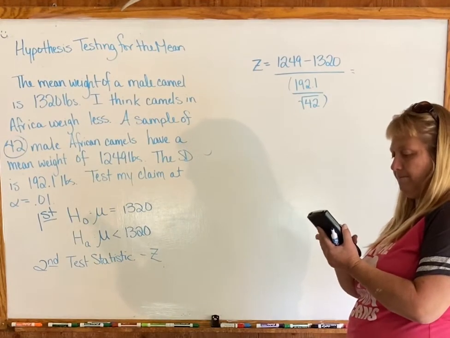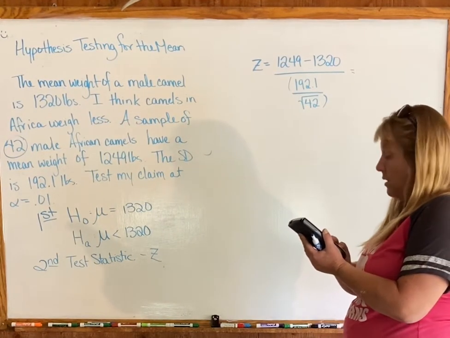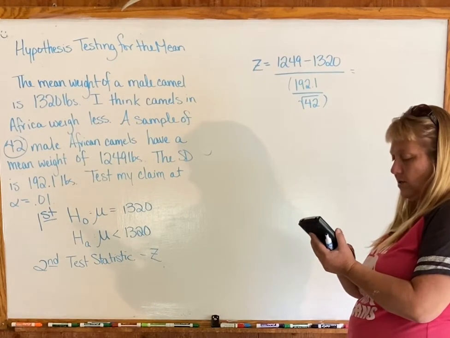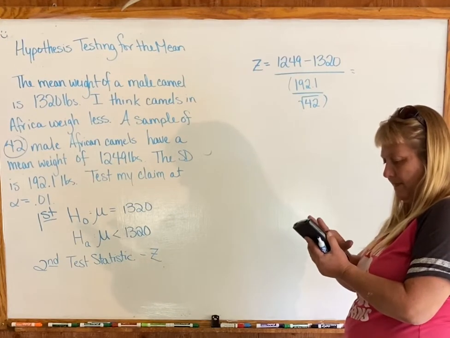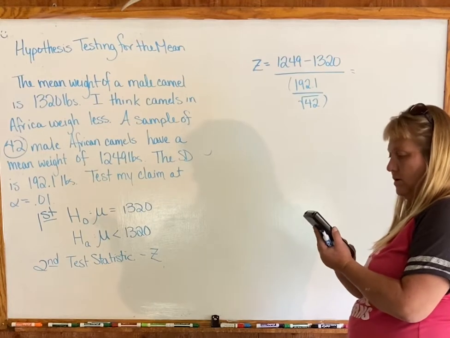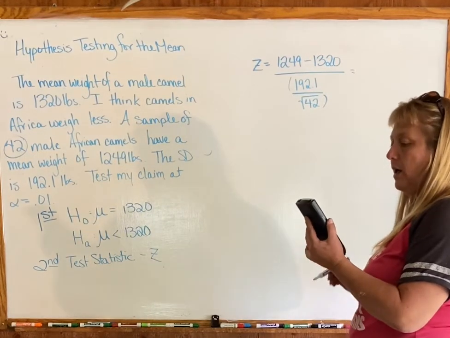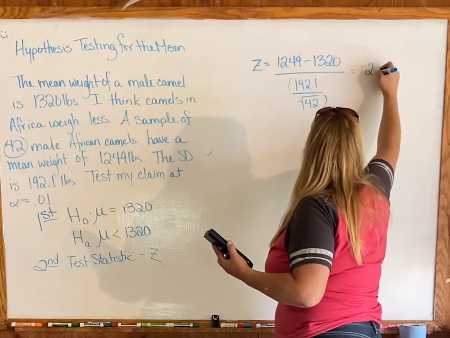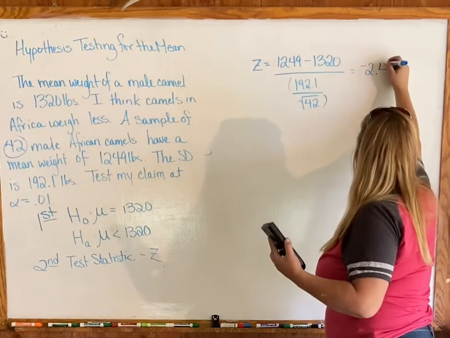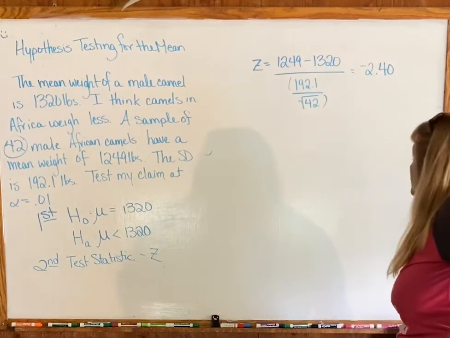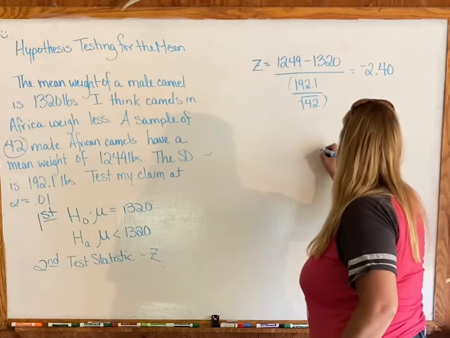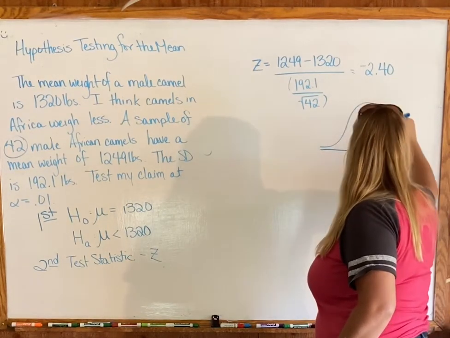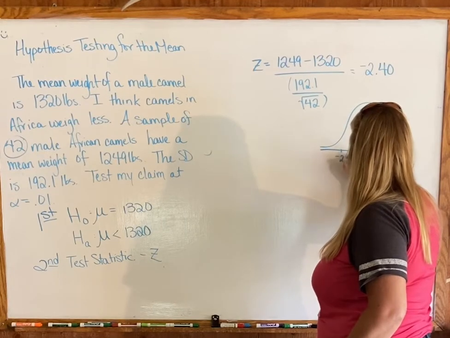Oops, not in the right spot. 1249 minus 1320, enter, divided by. I got negative 2 point, if we round, 40. So our test statistic is negative 2.40. Now we can also put that on the normal graph, on our little normal curve. Okay, so negative 2.40 would be over to this side.